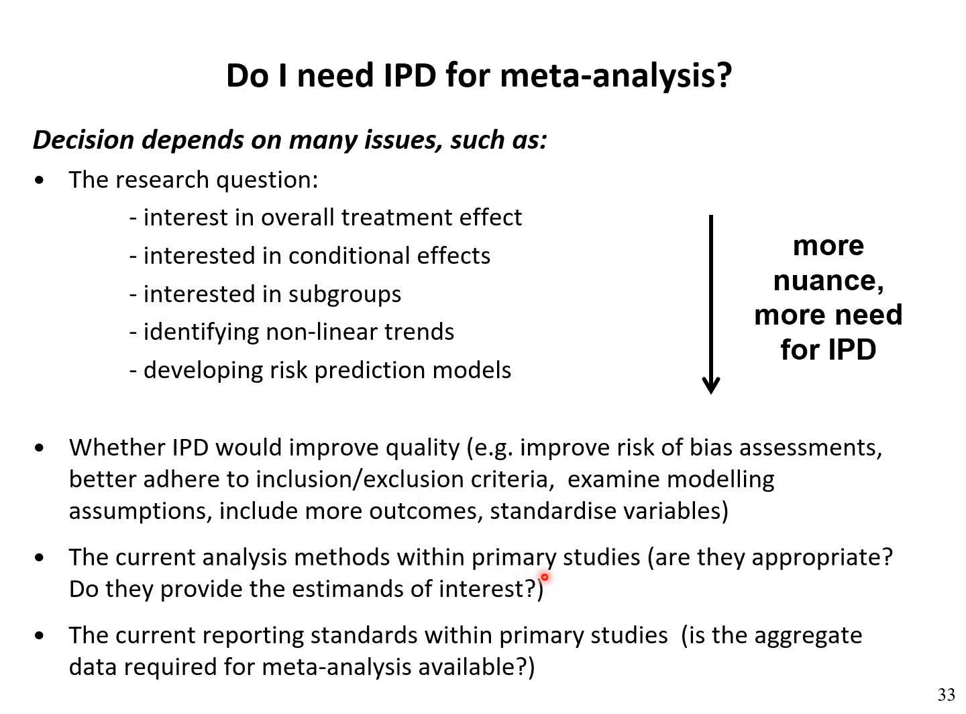Maybe the analysis methods within parameters were not appropriate and having the IPD would address that. Maybe the data is fine, but you're trying to estimate something like a conditional treatment effect, whereas the original study focused on the average overall treatment effect, a marginal treatment effect. The current reporting standards within primary studies may be a problem to getting aggregate data, and therefore IPD would address issues of reporting biases.